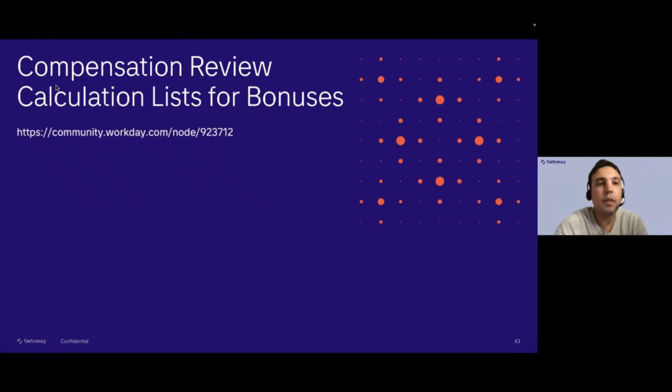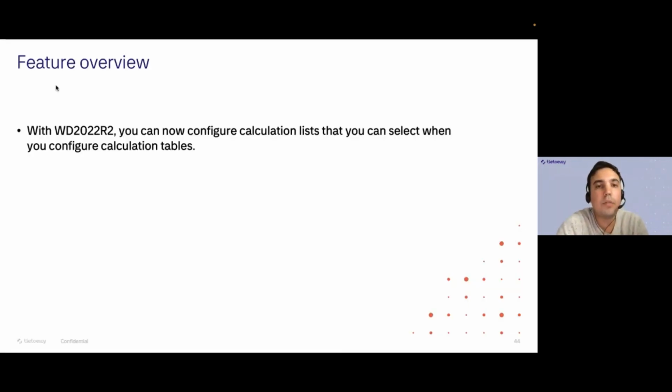Okay. Next feature is compensation review calculation lists for bonuses. With this new release, you can configure a calculation list in your grid, and it can have an impact on your bonus calculation as well. So we will see that you can configure calculation tables with custom lists that you have created, and once you have selected one of the cells for this list, it can have an impact on your bonus calculation.